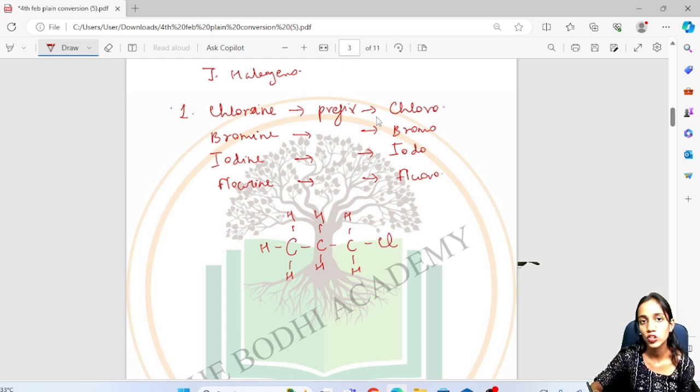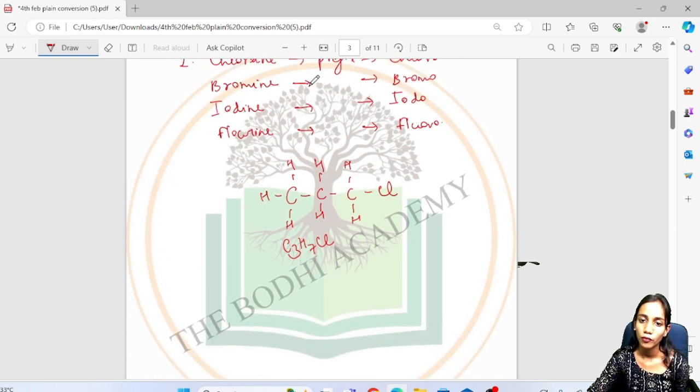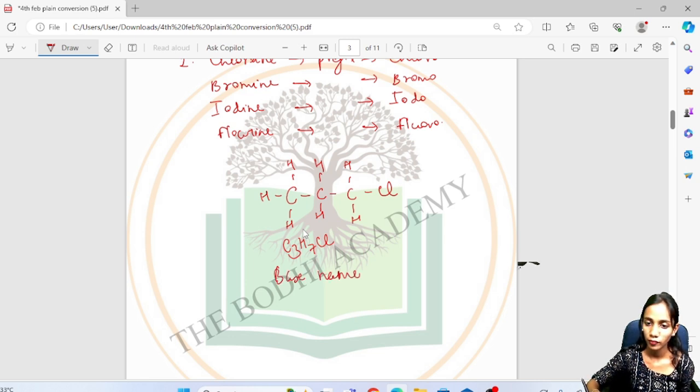Now first we have to see the number of carbons. The number of carbons over here is C3 and H7, with chlorine. Now we know that when it is C3 and there is no double bond here, it is a single bonded compound, which means it is a saturated compound. In that case, the base name of this hydrocarbon chain is propane.